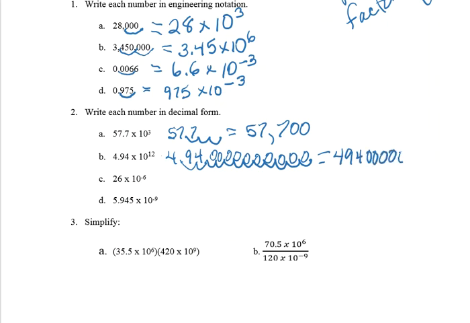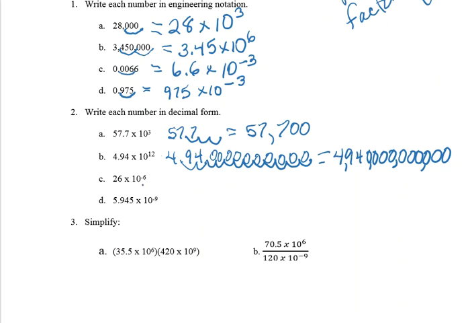Three, 4, 5, 6, 7, 8, 9, 10. Put my commas in here. And there's my answer. So hundreds, thousands, millions, billions, so it's 4 trillion.